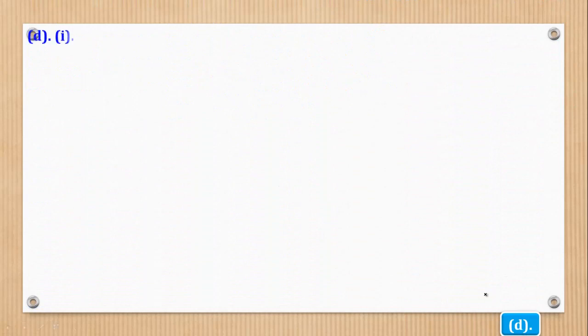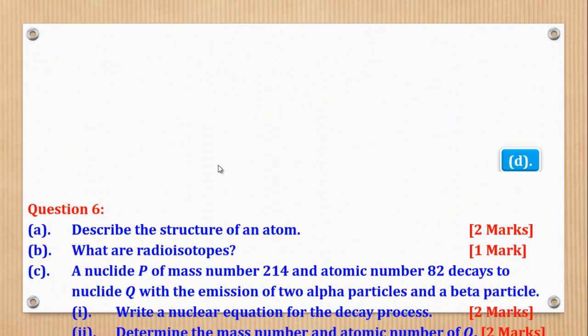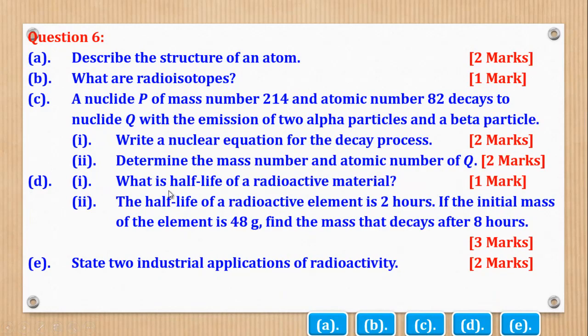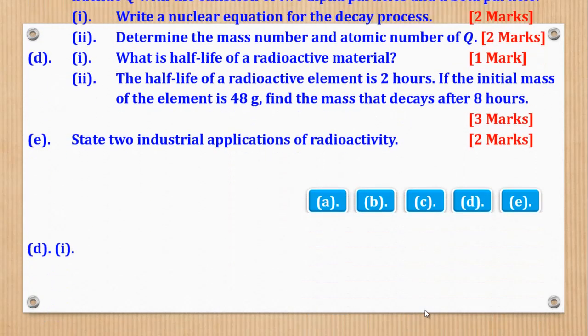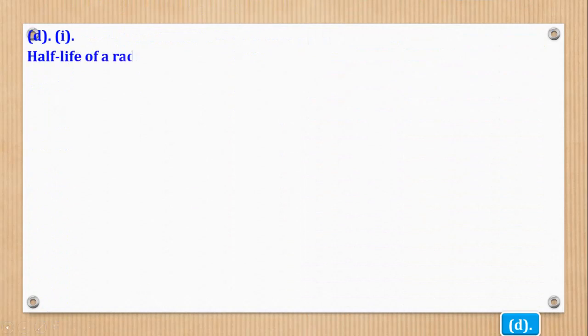Then part D. Part D Roman 1, what is half-life of a radioactive material? Then Roman 2, the half-life of a radioactive element is 2 hours. If the initial mass of the element is 48 grams, find the mass that decays after 8 hours. So first they wanted the definition for half-life.